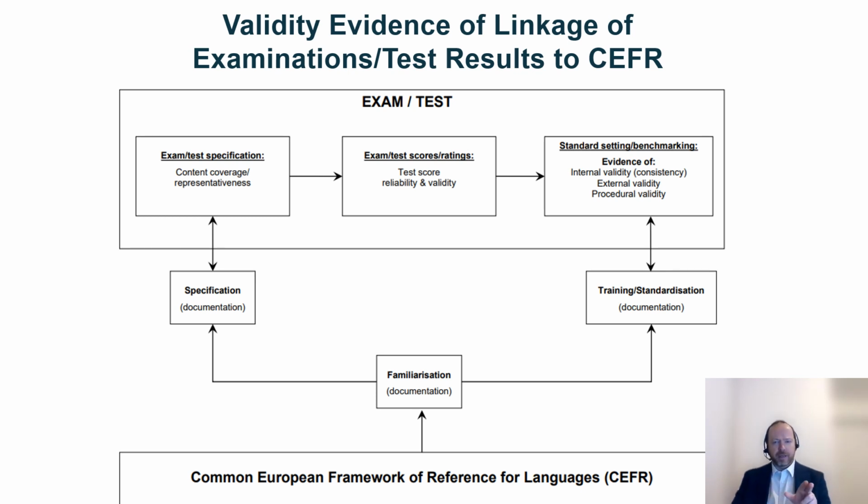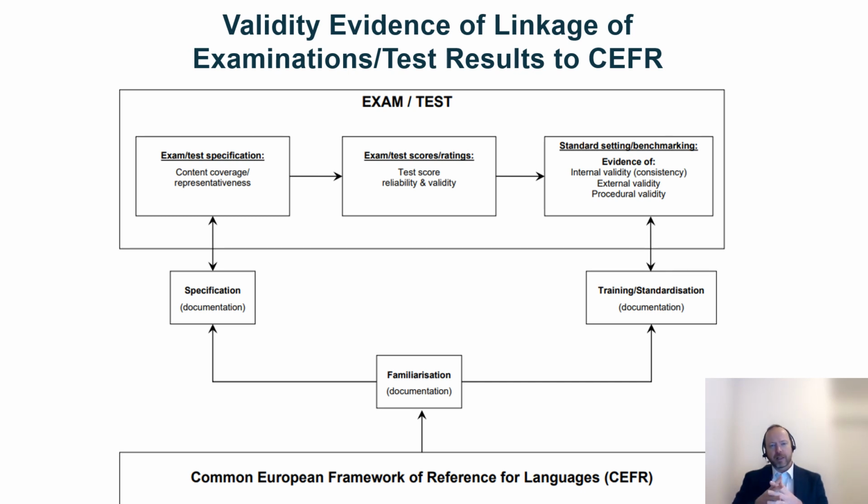Next, we've got two specification stages, really. We've got the specification off to the left. And this is really like a self-audit of the coverage of the exam content, the task types, and how they align to the CEFR. So which task types are being used for which levels, and basically, if you look at a test specification document, that's what this is.